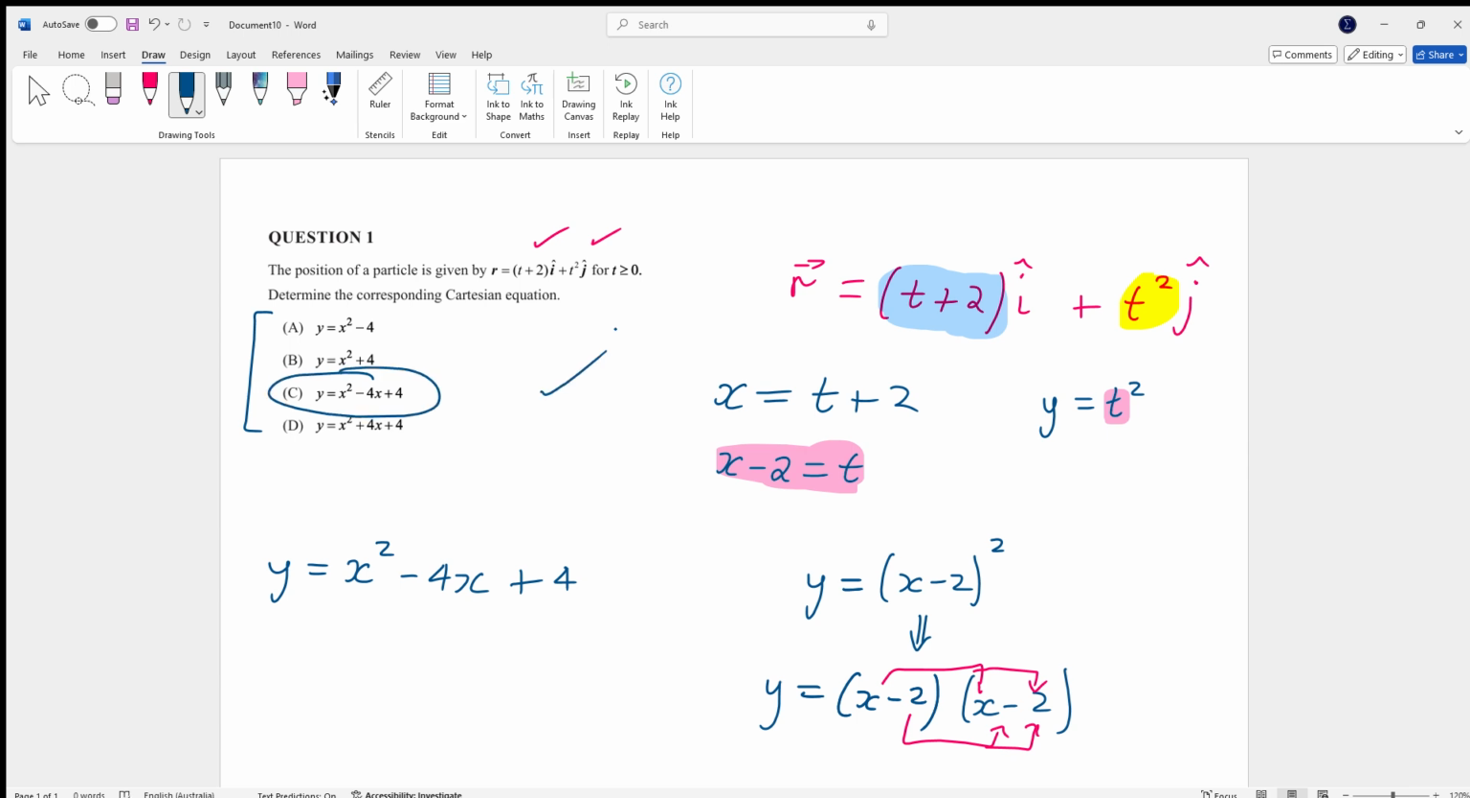I would say that's a pretty easy question. If you had any issues with that, you need to take a look at vector calculus a bit more.